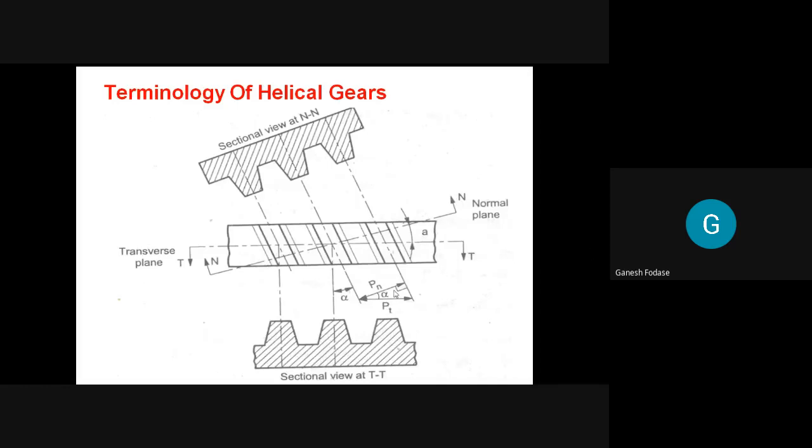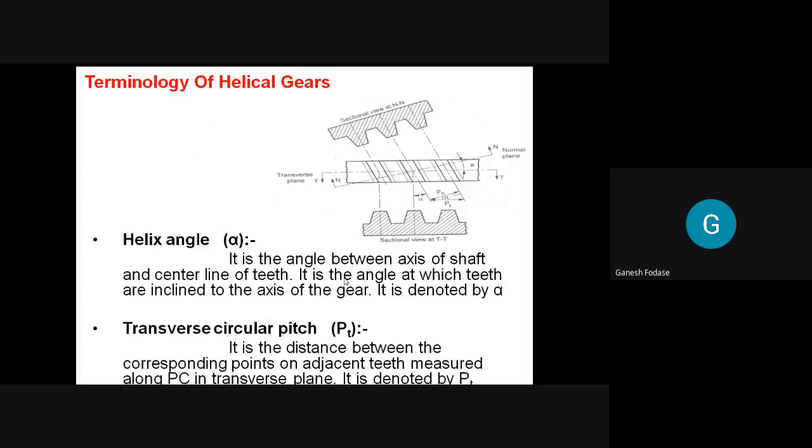So we can observe different terms along the transverse as well as the normal plane one by one. The first definition that we have to define is the helix angle. Helix angle is already defined. Helix angle is nothing but the angle made by gear teeth with the axis of the gear. So let's say this is the top view of the helical gear, and this is the transverse plane shown. This is the gear teeth, and the angle made by this teeth with the axis is called the helix angle, denoted by alpha.